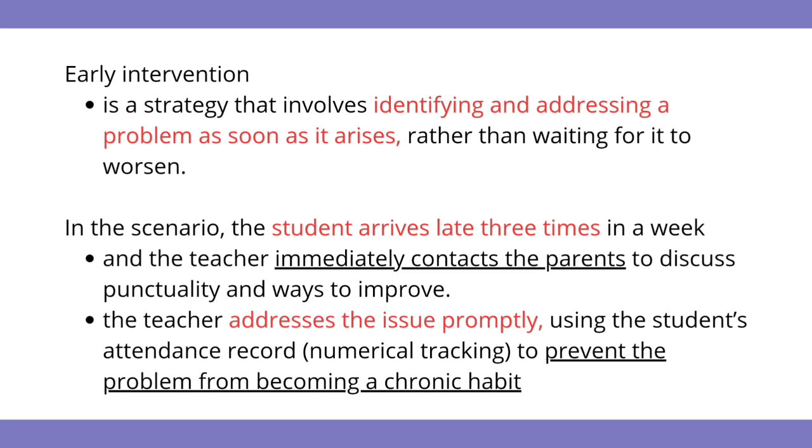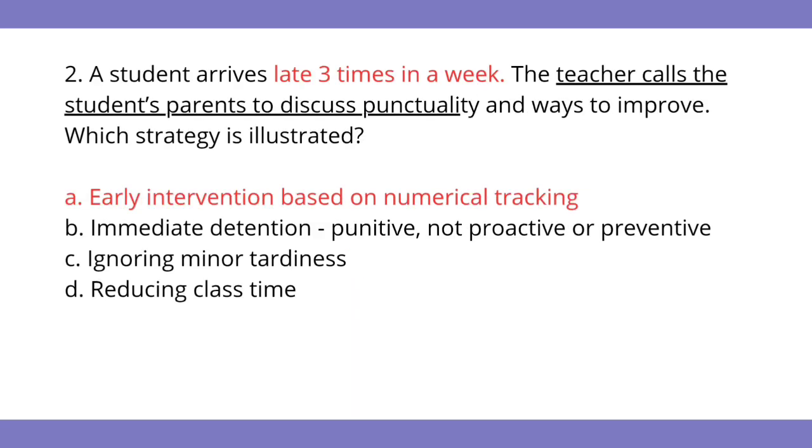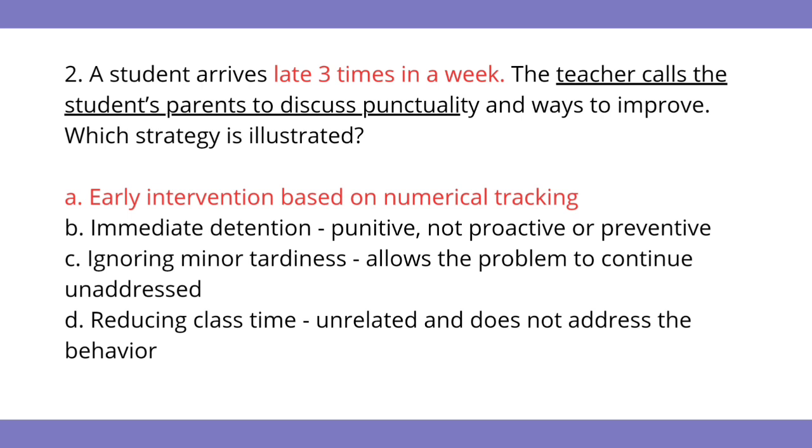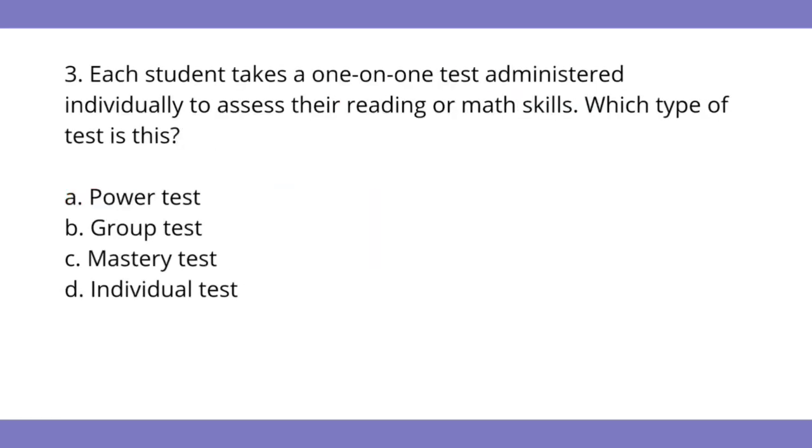This proactive approach reflects early intervention because the teacher addresses the issue promptly, using the student's attendance record, which is numerical tracking, to prevent the problem from becoming a chronic habit. Immediate detention is punitive, not proactive or preventive. Ignoring minor tardiness allows the problem to continue unaddressed, and reducing class time is unrelated and does not address the behavior. Question number 3.